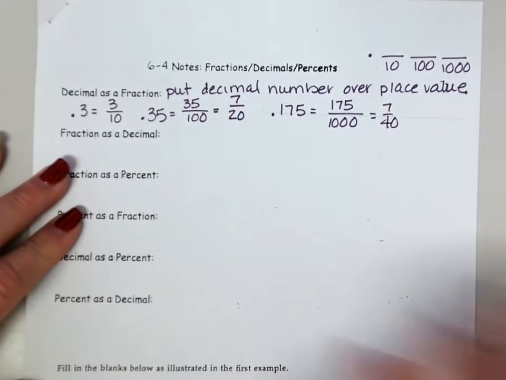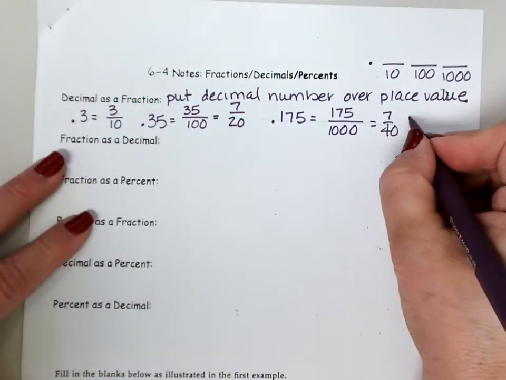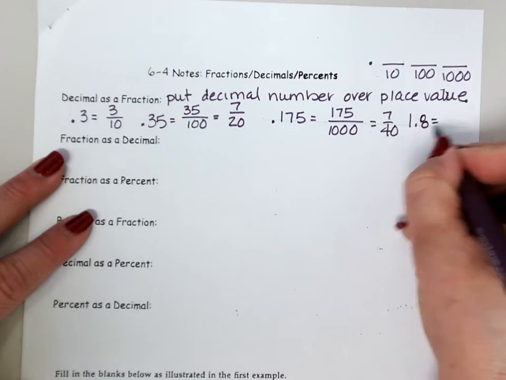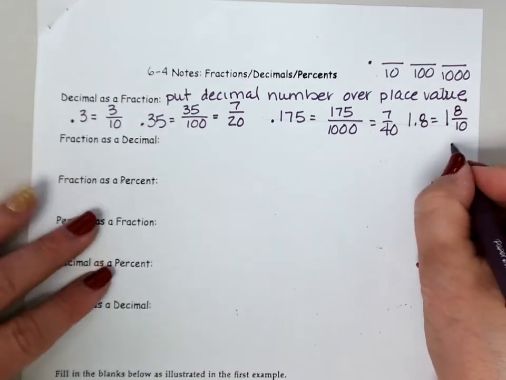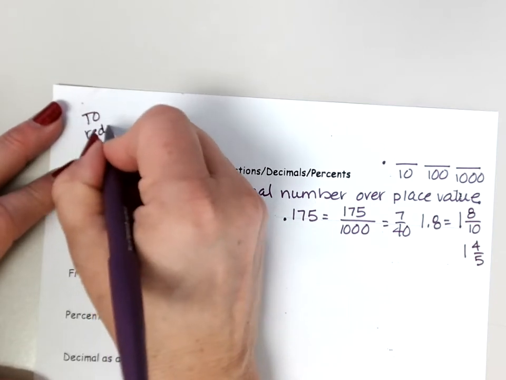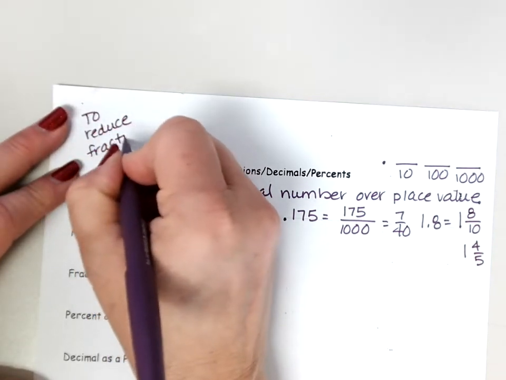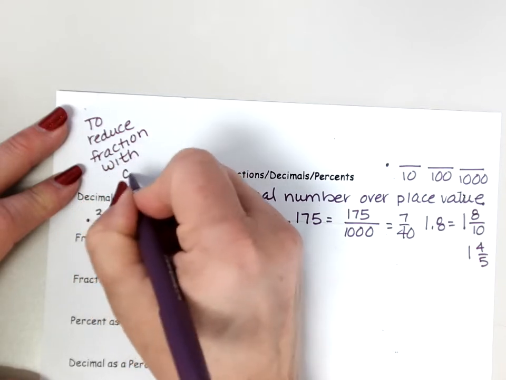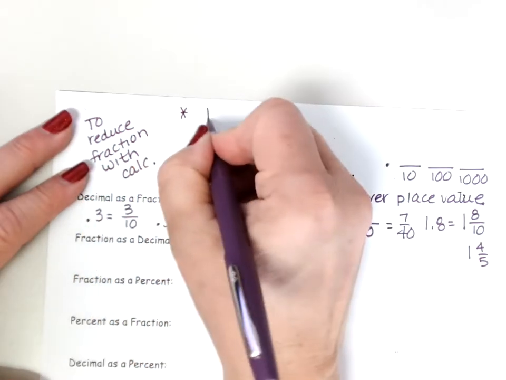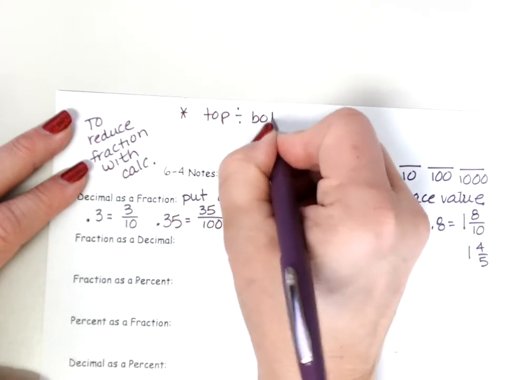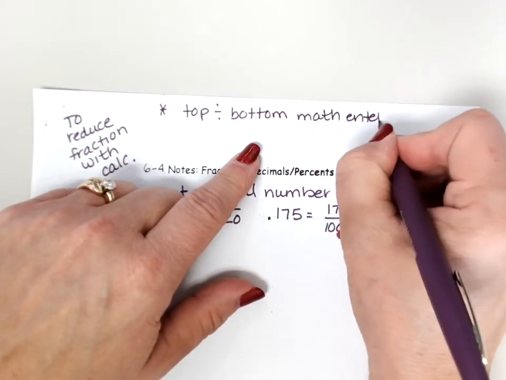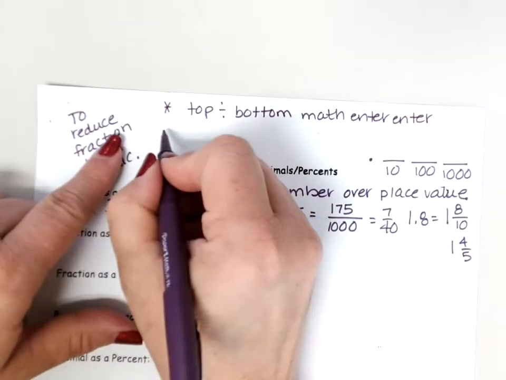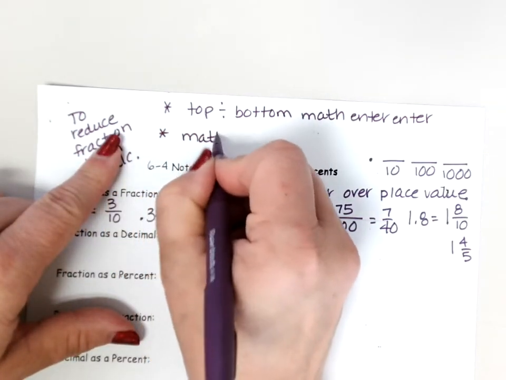Okay, and I'm going to write that up here, how to reduce. We'll write ourselves a note. 1.8. So if you have a whole number and a decimal, you're going to have a whole number and a fraction. That'd be one place, so it's 8 over 10, which is 1 4/5. So up here, to reduce fractions with the calculator, one way is to do the top divided by the bottom. I always do this way, math, enter, enter. I think it's faster.